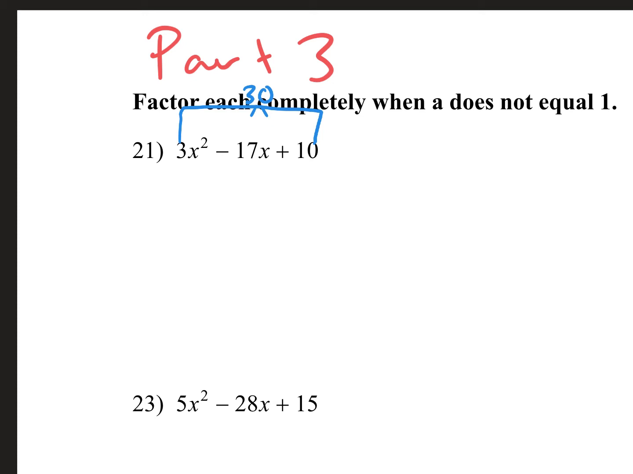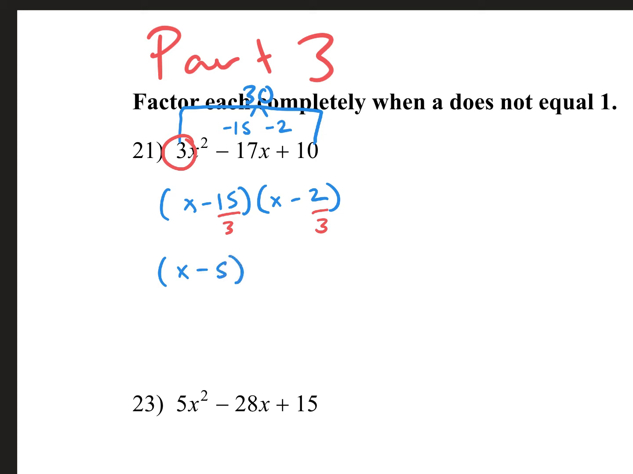Anybody? Negative 15 and negative 2. So in my parentheses here, I have x minus 15 and x minus 2. And then what do I have to do next? Awesome. Since I started by multiplying that 3, I have to go back in and divide by 3. So what's 15 divided by 3? Negative 5. So I have x minus 5.